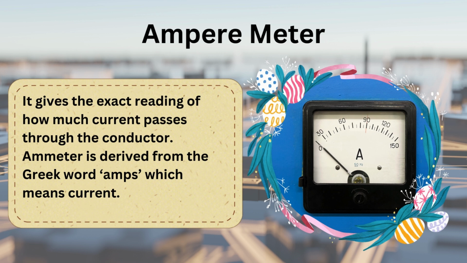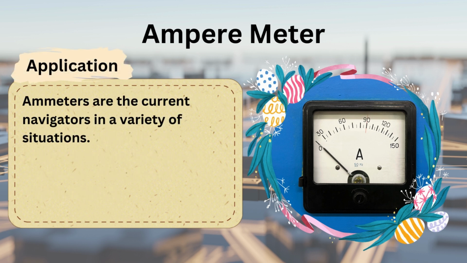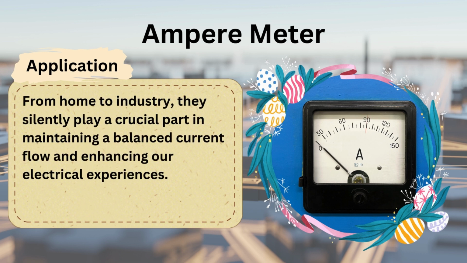Ammeter is derived from the Greek word "amps," which means current. Applications of an ammeter. Ammeters are the current navigators in a variety of situations. From home to industry, they silently play a crucial part in maintaining a balanced current flow and enhancing our electrical experiences. Let's take a look at their applications.